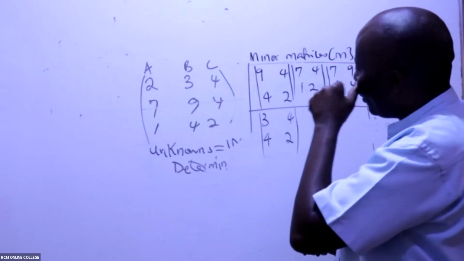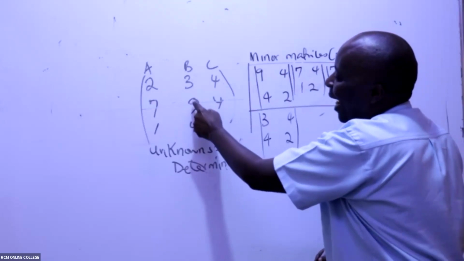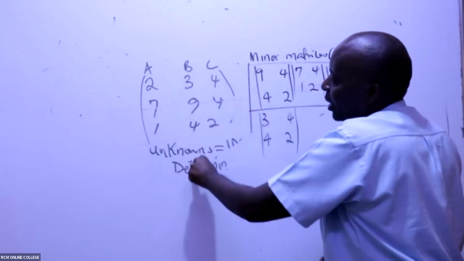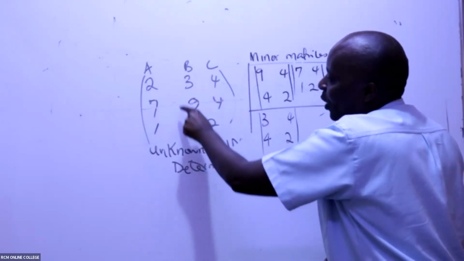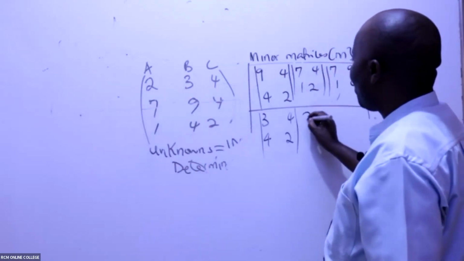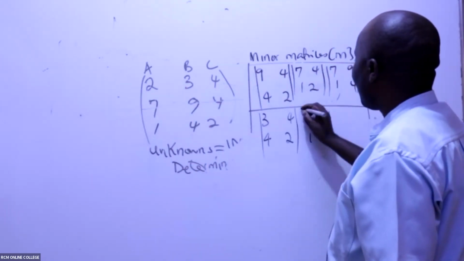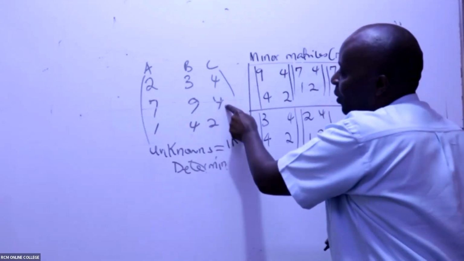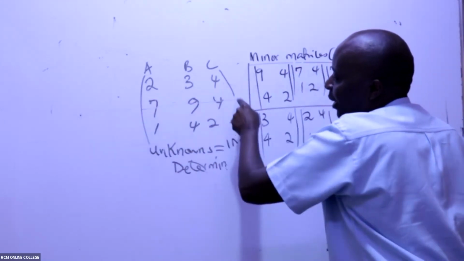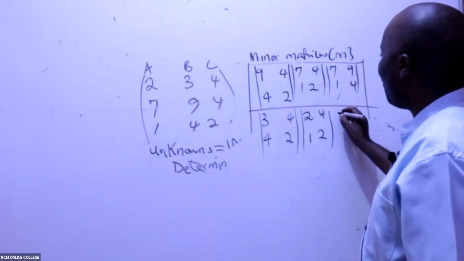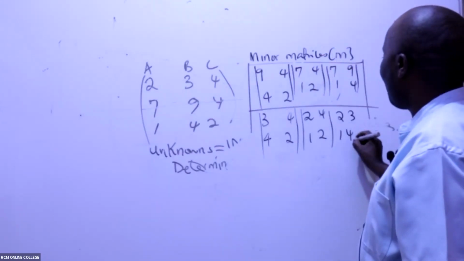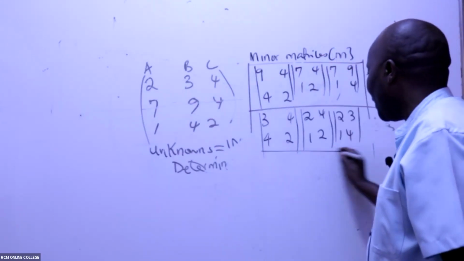All right. Then we come to this one. So this one, you are hiding it. So we have this under this, this under this, this under this. So we are left with what here? 2, 4, 1, 2. Then lastly, for the second row, we have this. So you hide this under that, hide this under that. So we have 2, 3, 1, 4, like that.